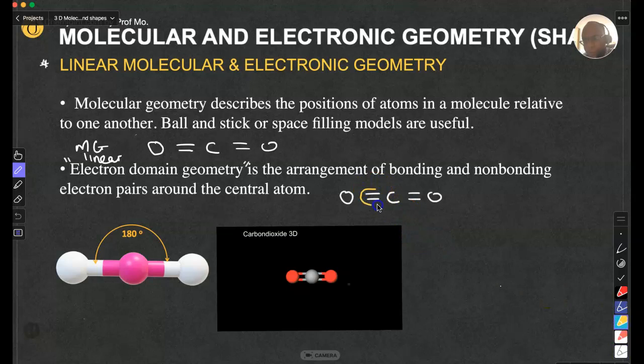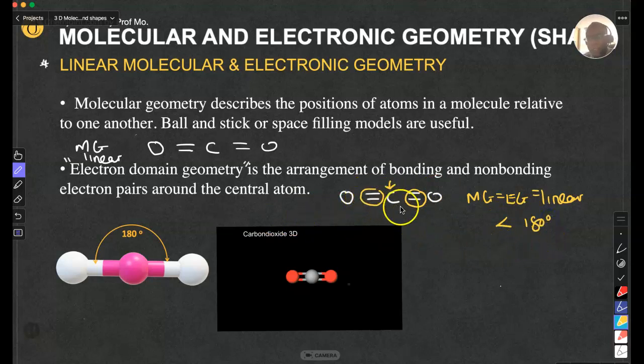For electronic geometry, we are counting the electron groups. Remember I said the electron groups are one single bond, one double bond, one lone pair, one triple bond. There is no lone pair on the central atom. I told you the shortcut is MG is going to be equal to EG. Electronic geometry will be the same as molecular geometry if there's no lone pair on the central atom. And in this case, it's going to be linear. See how the double bonds, the electron groups, are on the same line. And whenever it's linear, the bond angle is always 180 degrees.